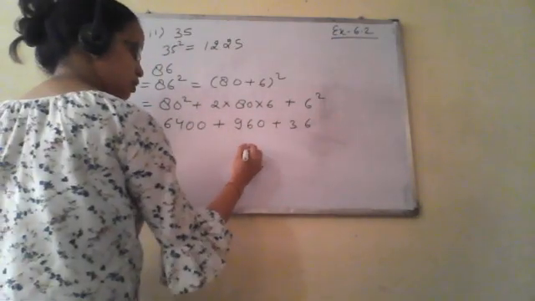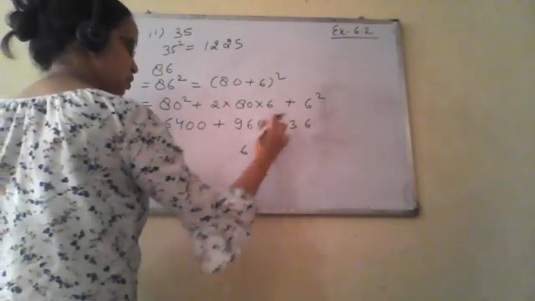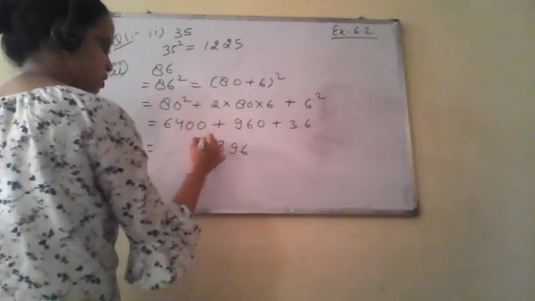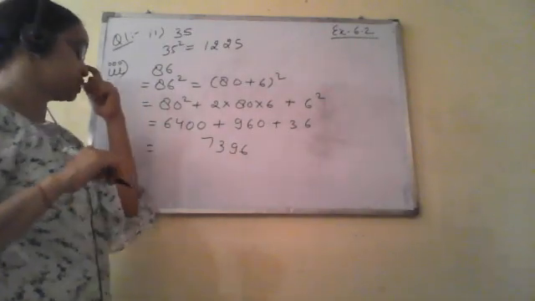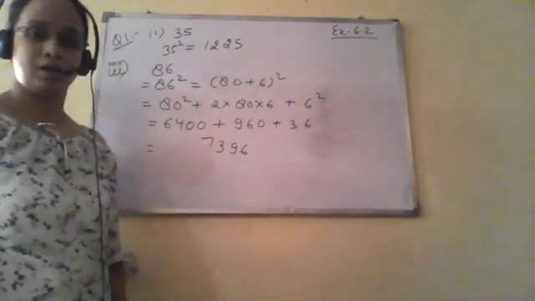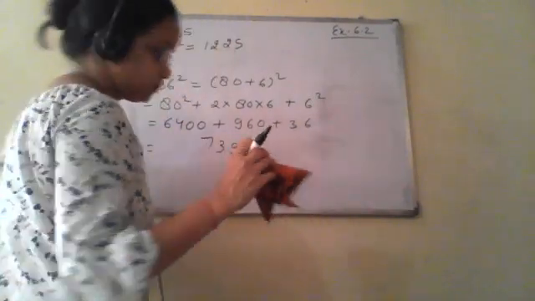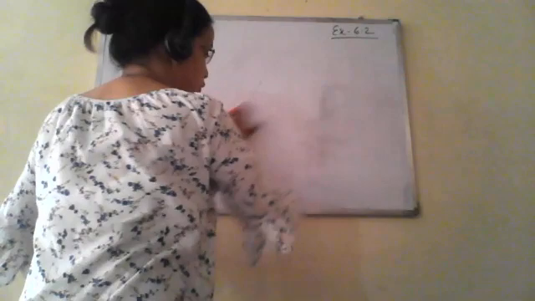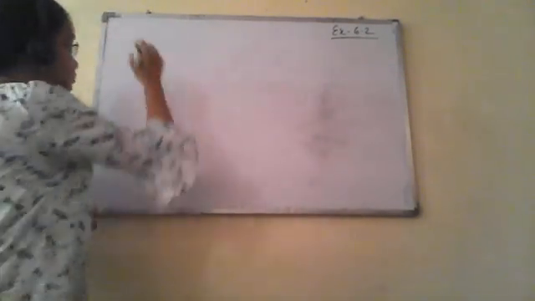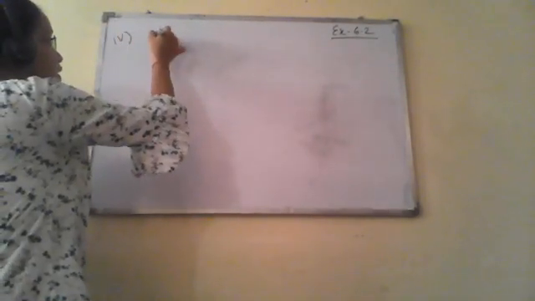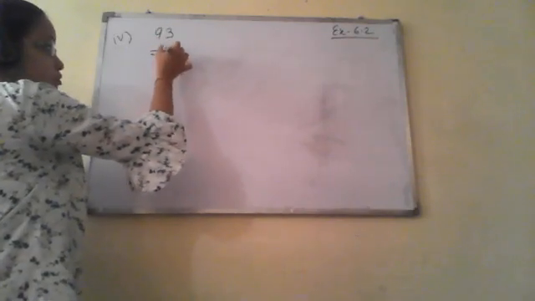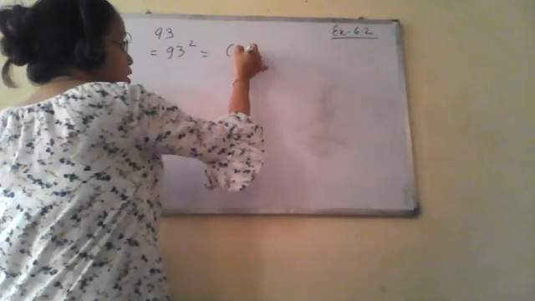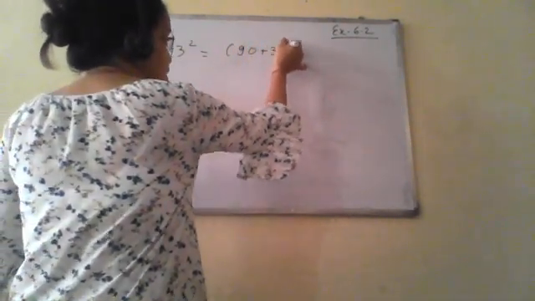So 6, this is 9, and this 4 plus 9 is 13. Okay, so the square of 86 is 7396. Clear? Now the next part, that is part 4. We have 93. We have to find the square of 93. So this 93 can be written as (90 + 3) whole square.